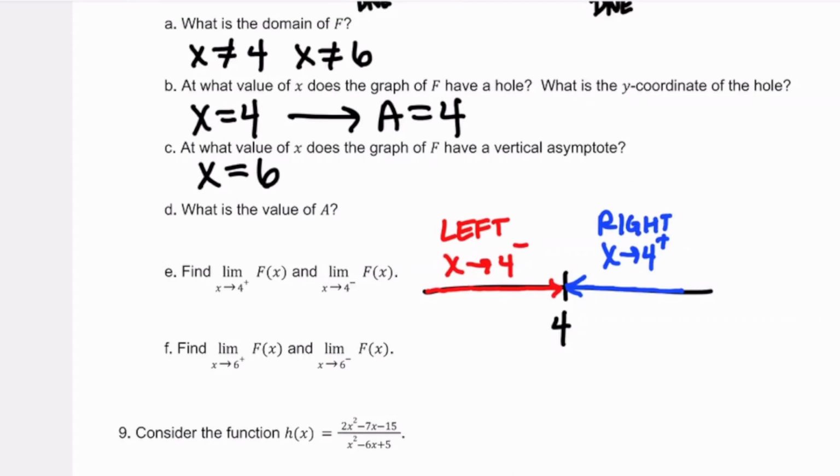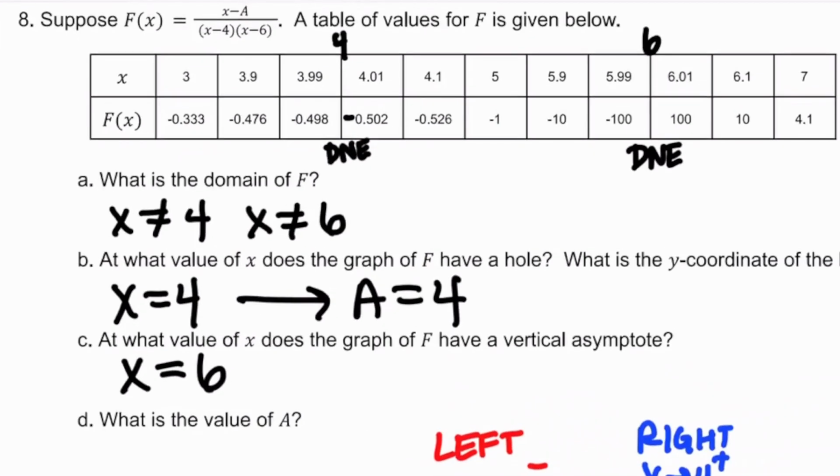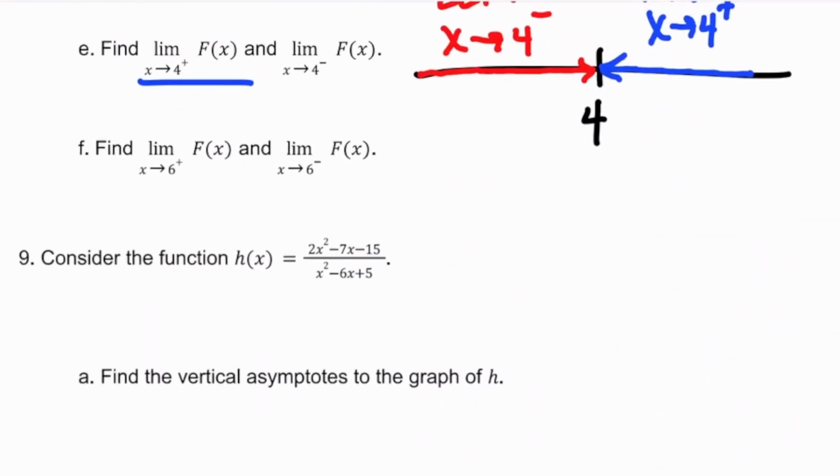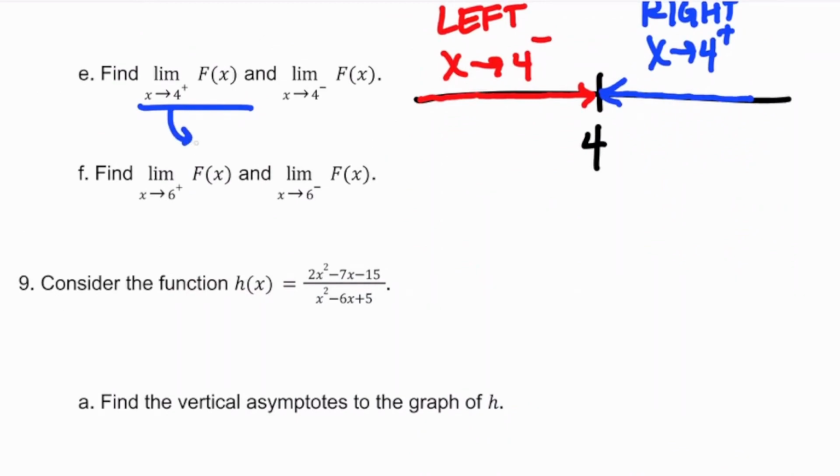All right, so from the positive side, it's asking what's happening with f of x. So that's going to be thinking about 4.1 and 4.01, and what am I getting closer to? Well, it looks like I'm getting closer to 0.5. Also, being honest, I'm looking to the left of x equals 4 as well, but it looks like that's probably what they're getting at. It would be believable to say that the limit could be 0.5.